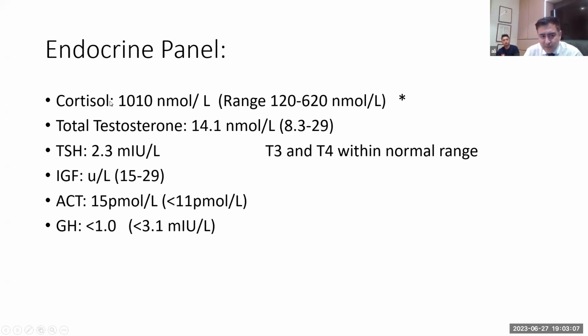And we again talk about the endocrine panel, and we see that in his results, he's got a very elevated cortisol level. So that's the normal range, and his cortisol level is 1010. He's normal in respect to his testosterone levels. His thyroid functions are within normal range. He does not have elevations in his other hormones, but his ACTH is elevated.